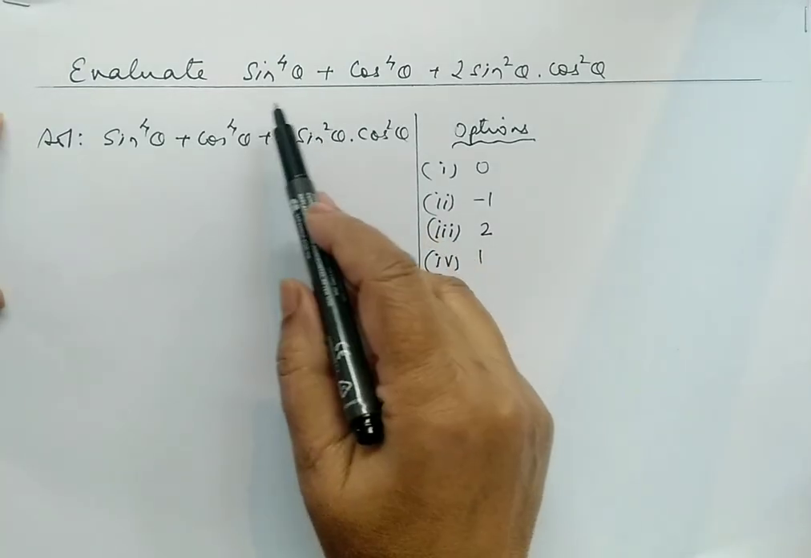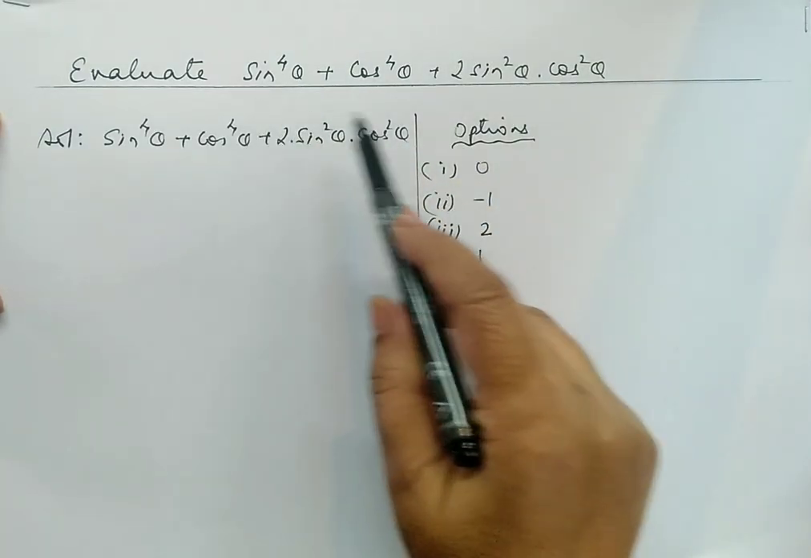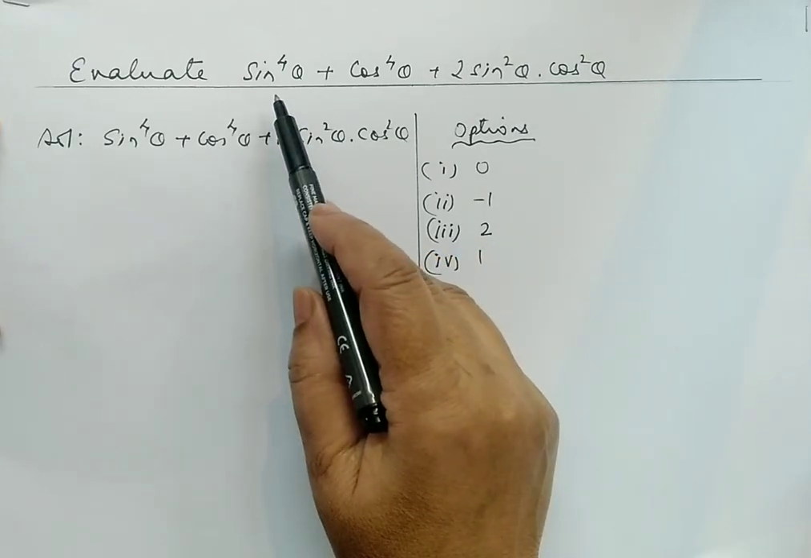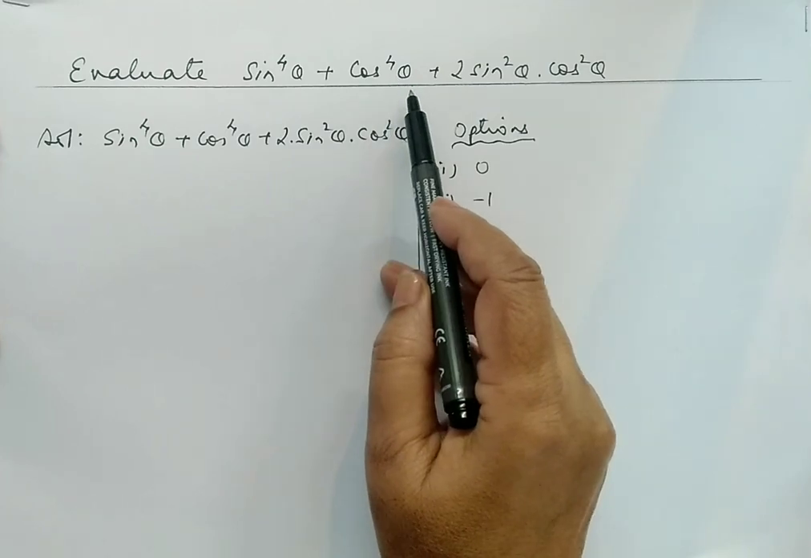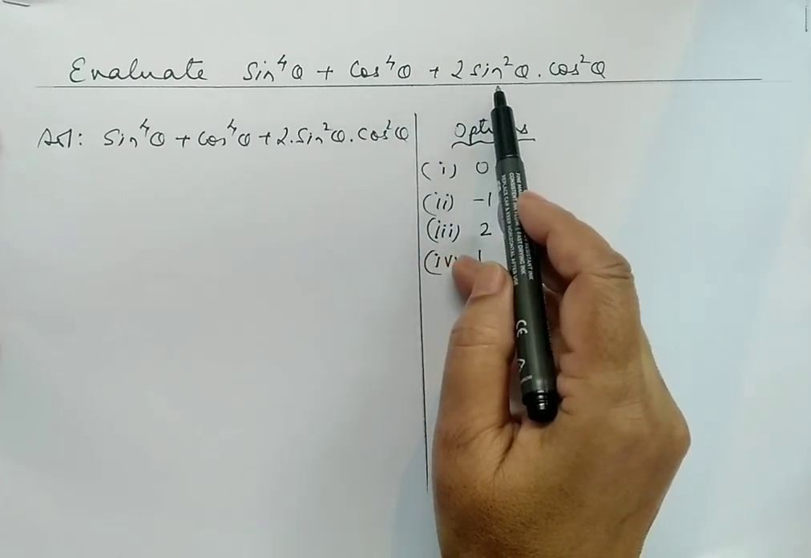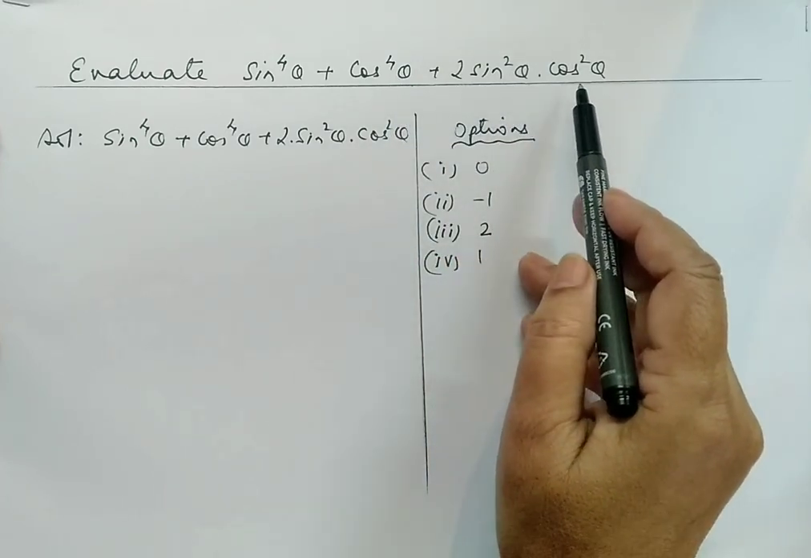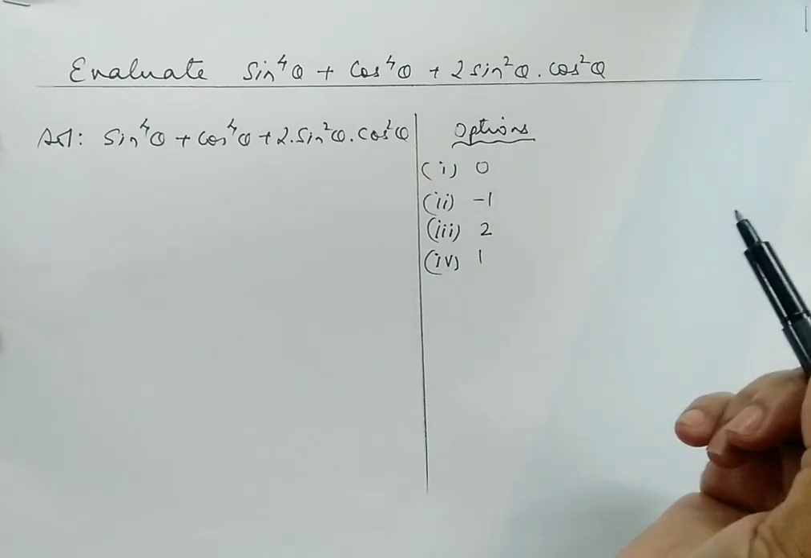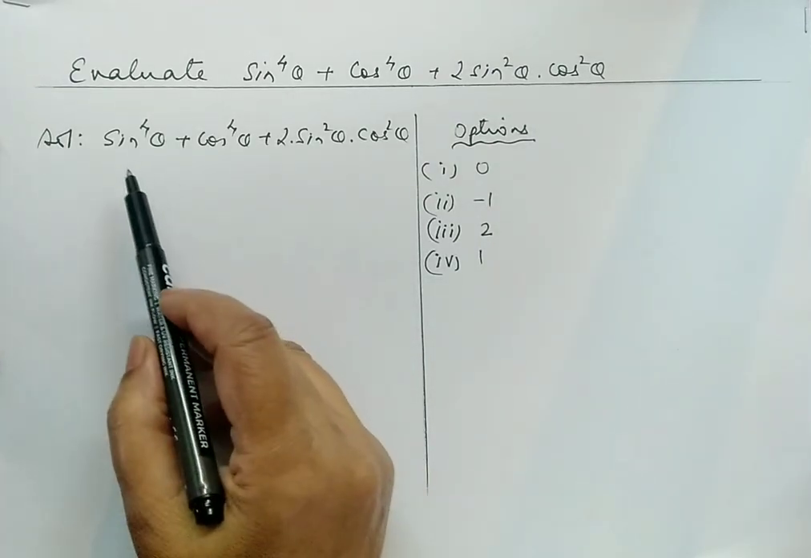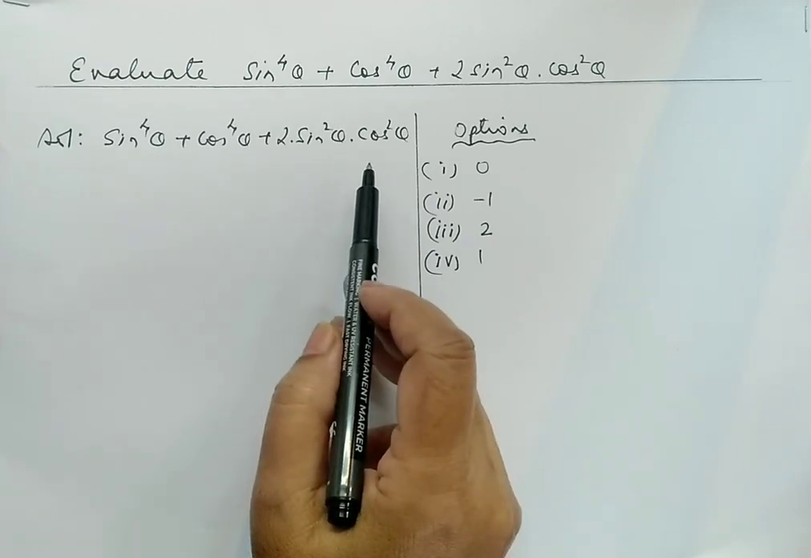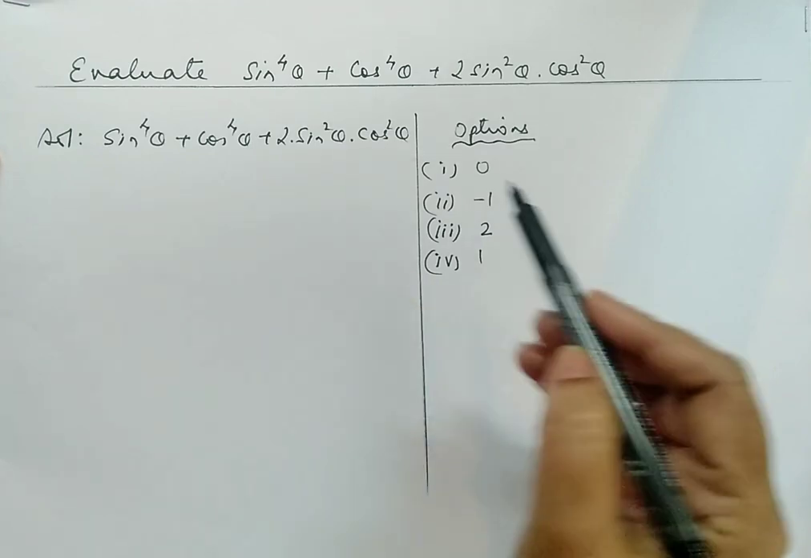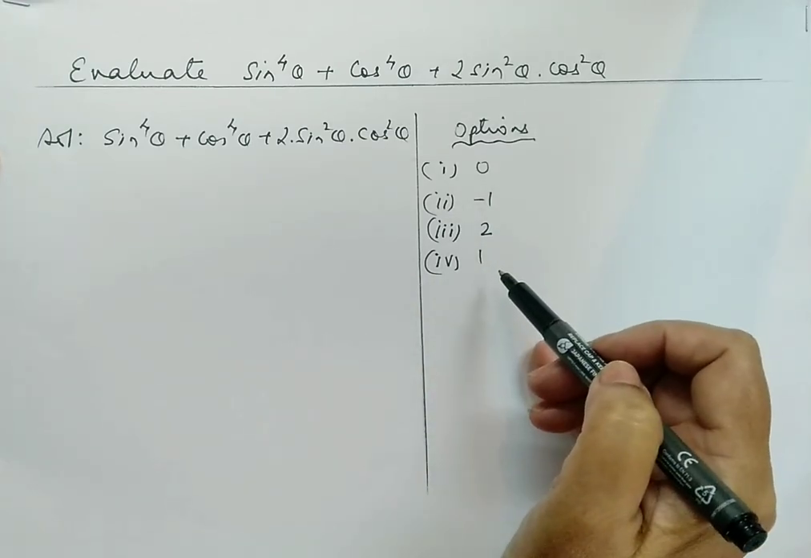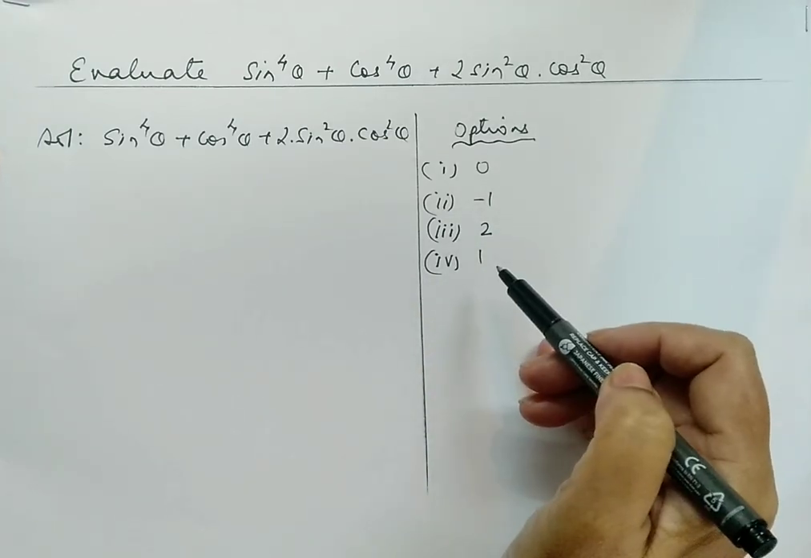So here we have to evaluate the value of this: sin⁴θ + cos⁴θ + 2 sin²θ cos²θ. For saving time, I've written the question here. So let's go ahead and try and evaluate this. We have a few options over here. We have to tick the correct option.